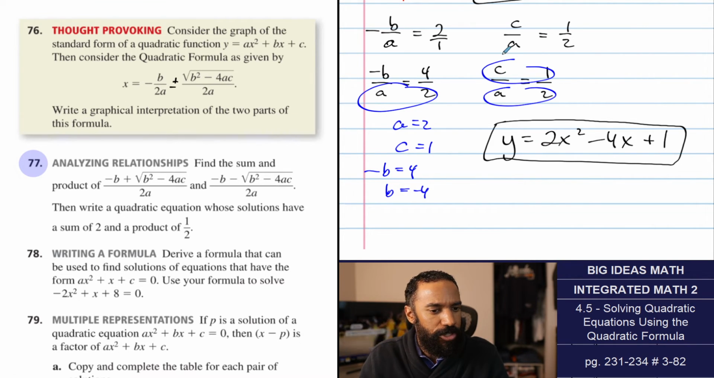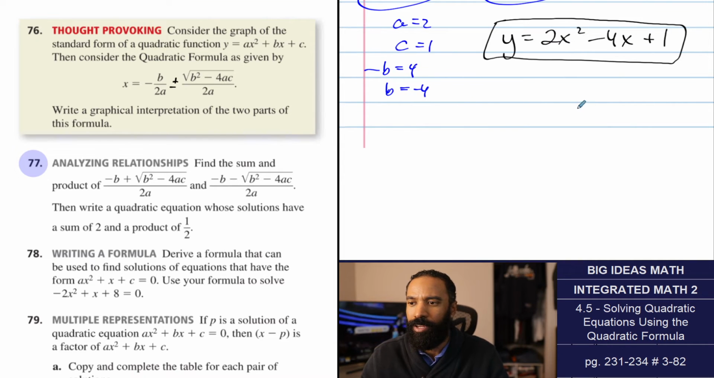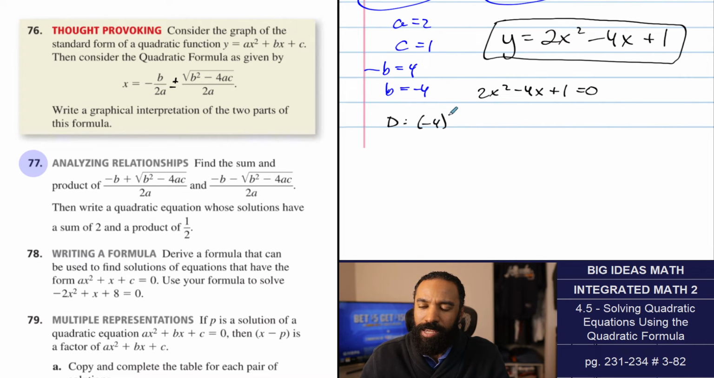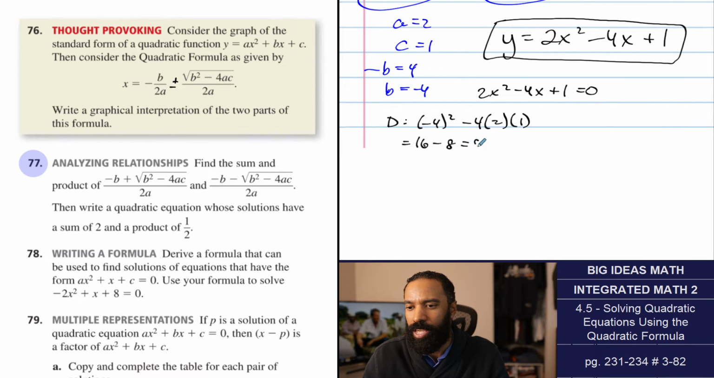Solutions have a sum of 2 and a product of 1/2. Let's see if that works. I'm going to solve that by quadratic formula. Discriminant b squared minus 4ac. There's probably another way to do that last part that I wasn't really thinking about, but that's okay. It's kind of late. 16 minus 8, which is 8. So x equals negative b plus or minus the square root of, so that's fine.